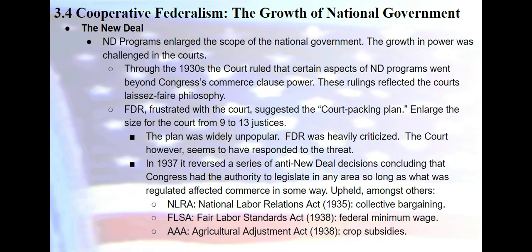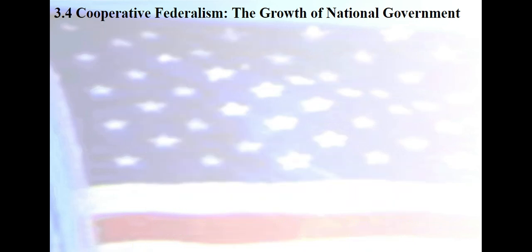The AAA, which had previously been ruled unconstitutional, was passed again in 1938, providing crop subsidies. Congress went on to use this power in a number of new areas.